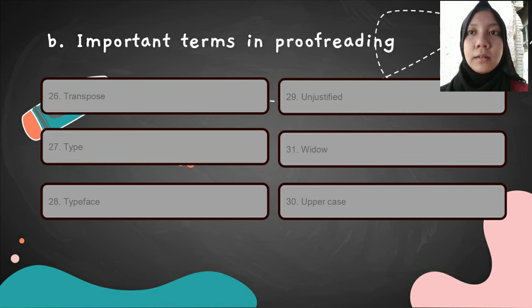And the last is uppercase. Uppercase means the same thing as capital in capital letter, the bigger, taller version of a letter, as opposed to the smaller version, which is called a lowercase letter.